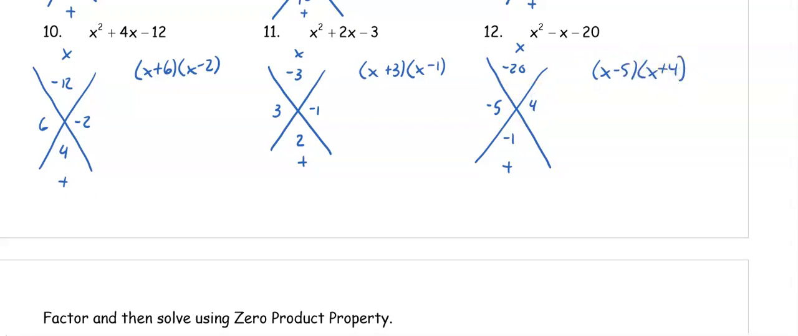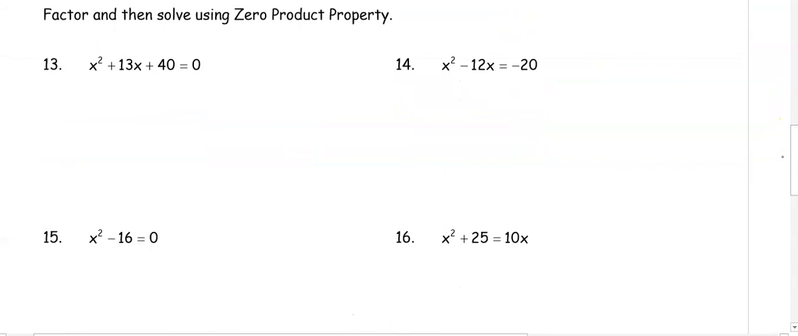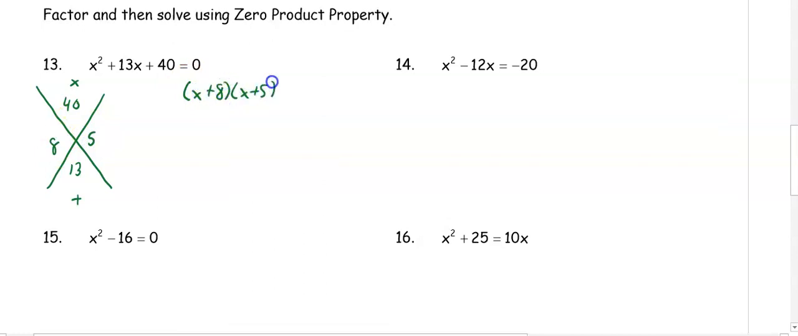So we can put the ideas of factoring and zero product property together to complete the whole problem now. In number 13, we have x squared plus 13x plus 40 equals 0. So we want two numbers that multiply to 40 and add to 13. So we're looking for two positive numbers. We could have 8 and 5. So we have x plus 8 and x plus 5 equals 0.